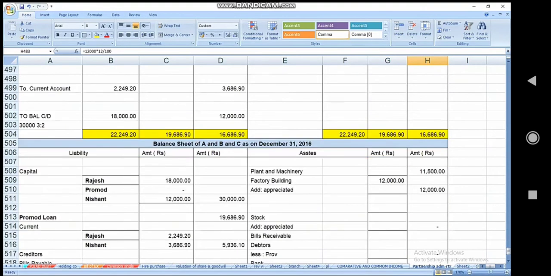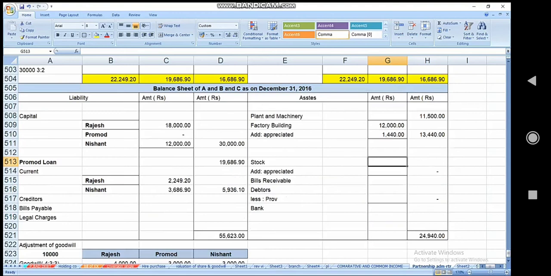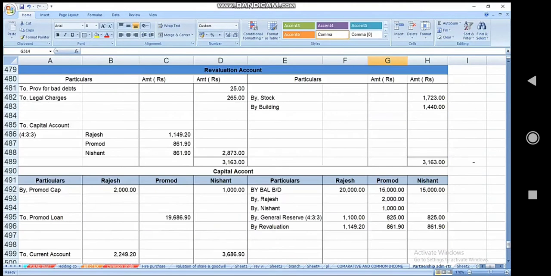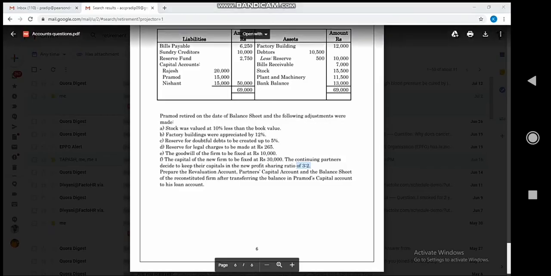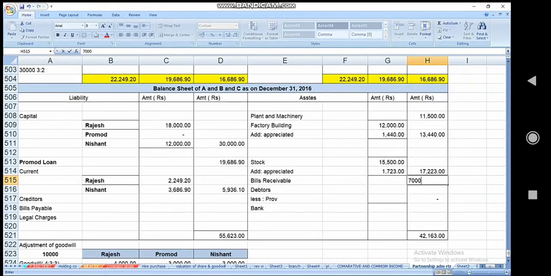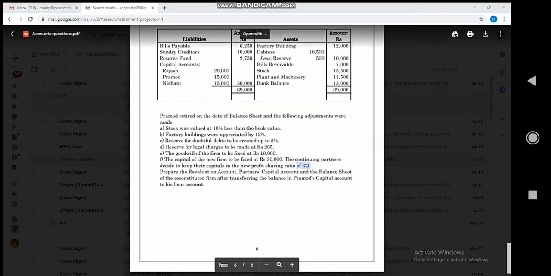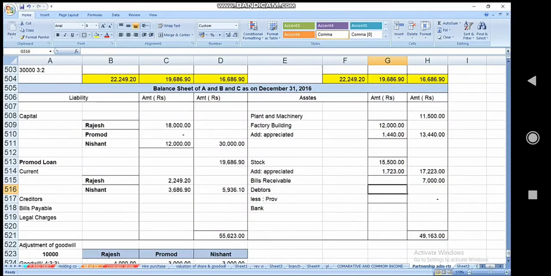Now the stock in building, as it is appreciated, you have to add. The stock is 15,500, and you add how much it is increased, 1723. The bills receivable come as they are from the balance sheet, there are no changes. Debtors is 10,500, and debtors will be less 525. 500 is already there, and 25 is newly increased, so 525 will be deducted from debtors.